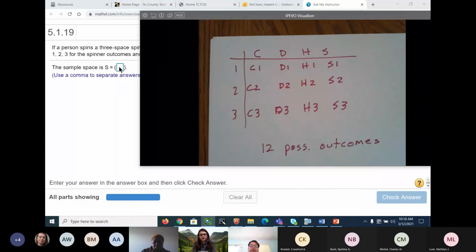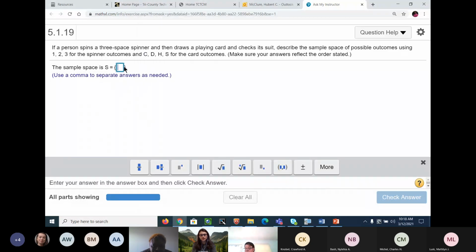And that's going to be C1. Now, if you can actually see the sample space, then knock yourself out. But again, I'm not here to teach people that know how to do it. I'm here to teach people that don't know how to do it. So D1, D2, D3, and H1, H2, H3, and then S1, S2, S3. I think that's it, unless they want capital letters, and I'm not going to spend time doing that.